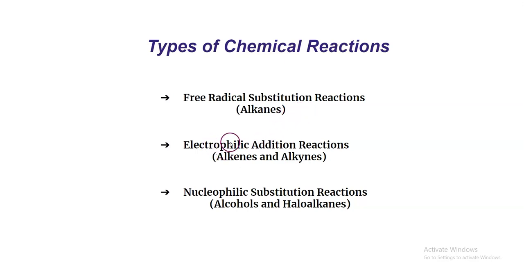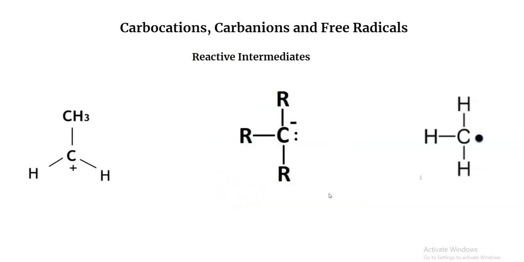We also talked about the electrophilic addition reaction in alkenes and alkynes, mainly in alkenes. We talked about the three different pathways that the electrophilic addition reaction in alkenes goes through: the carbocation pathway, the halonium ion formation pathway, and the concerted addition pathway. And we'll talk about the nucleophilic substitution reaction in the future. And after that, we talked about the three different reactive intermediates that we encounter in organic chemistry, mainly the carbocations, carbanions, and free radicals.